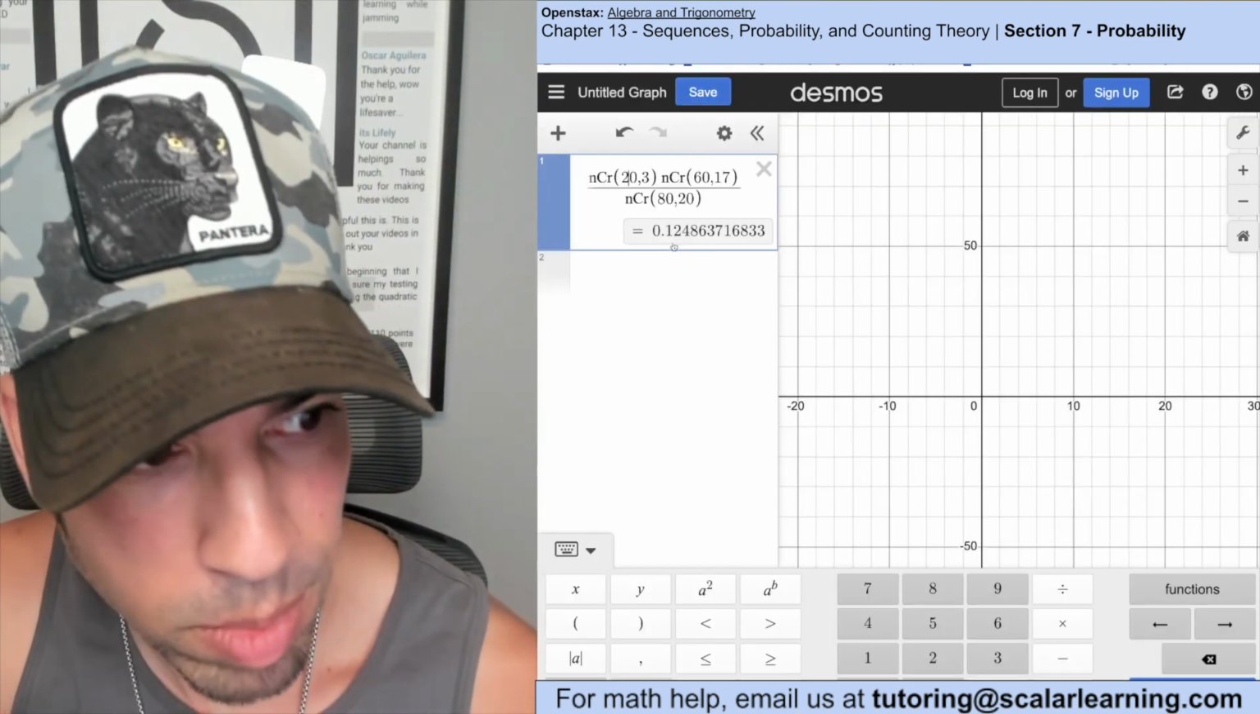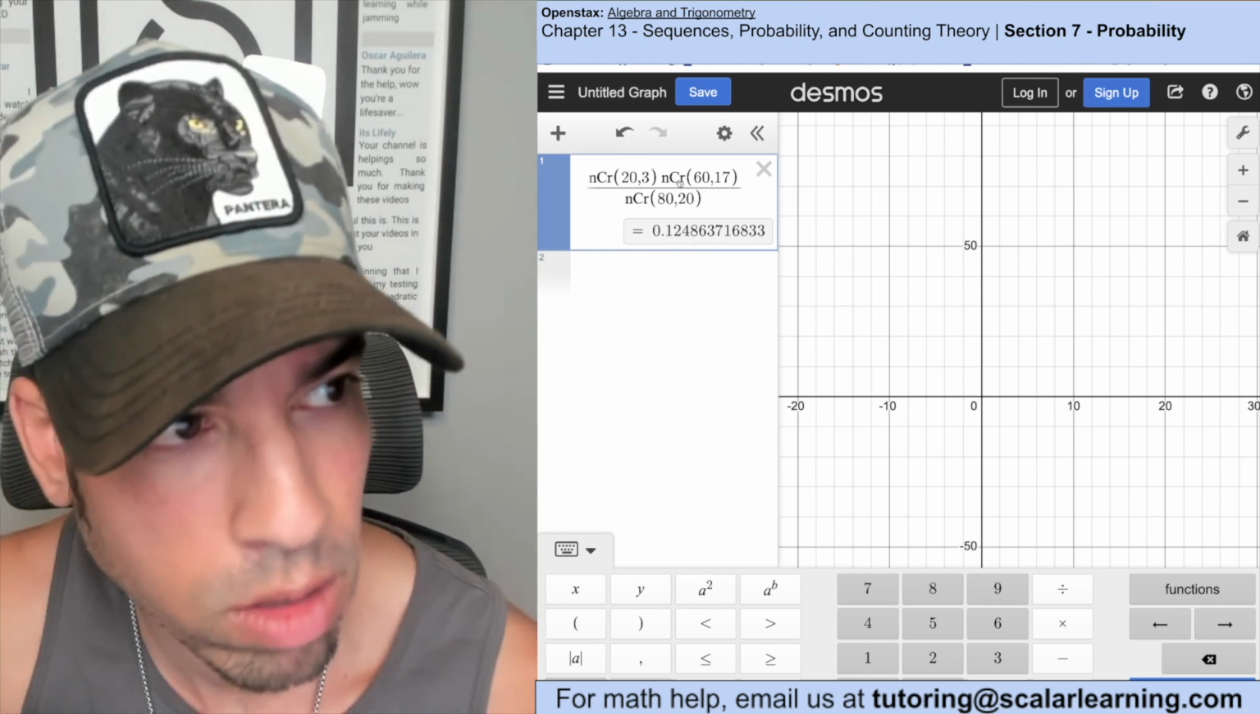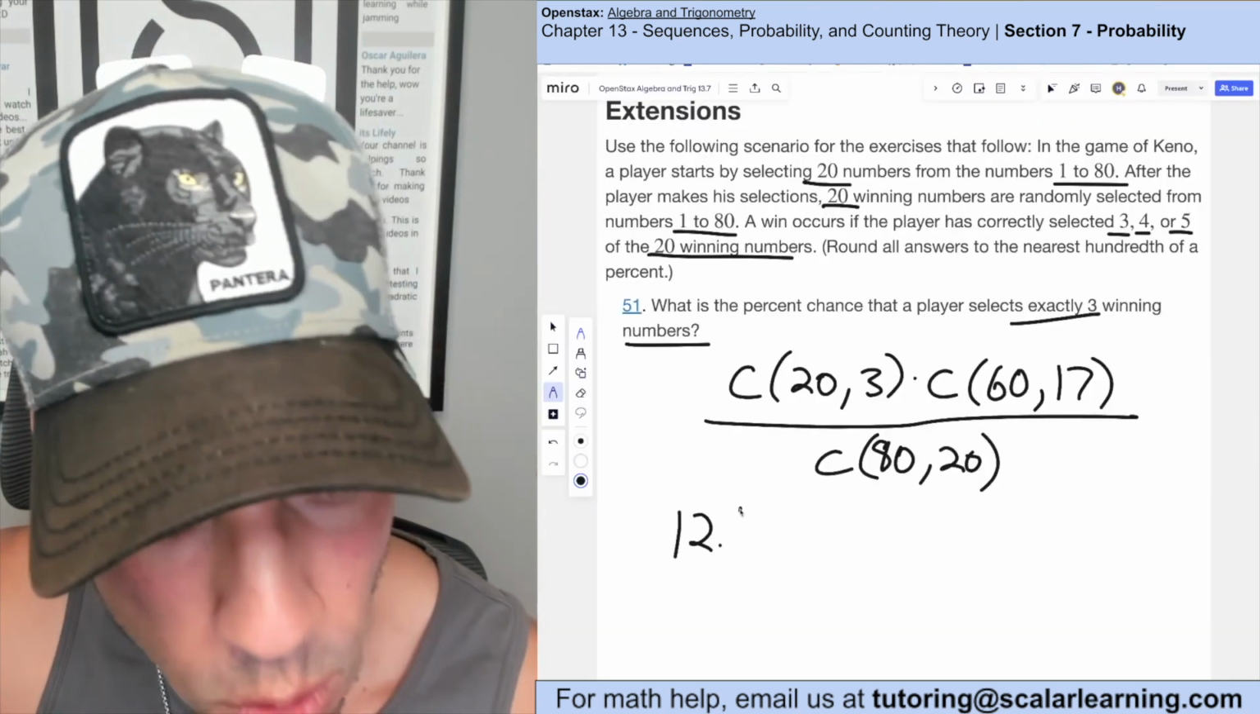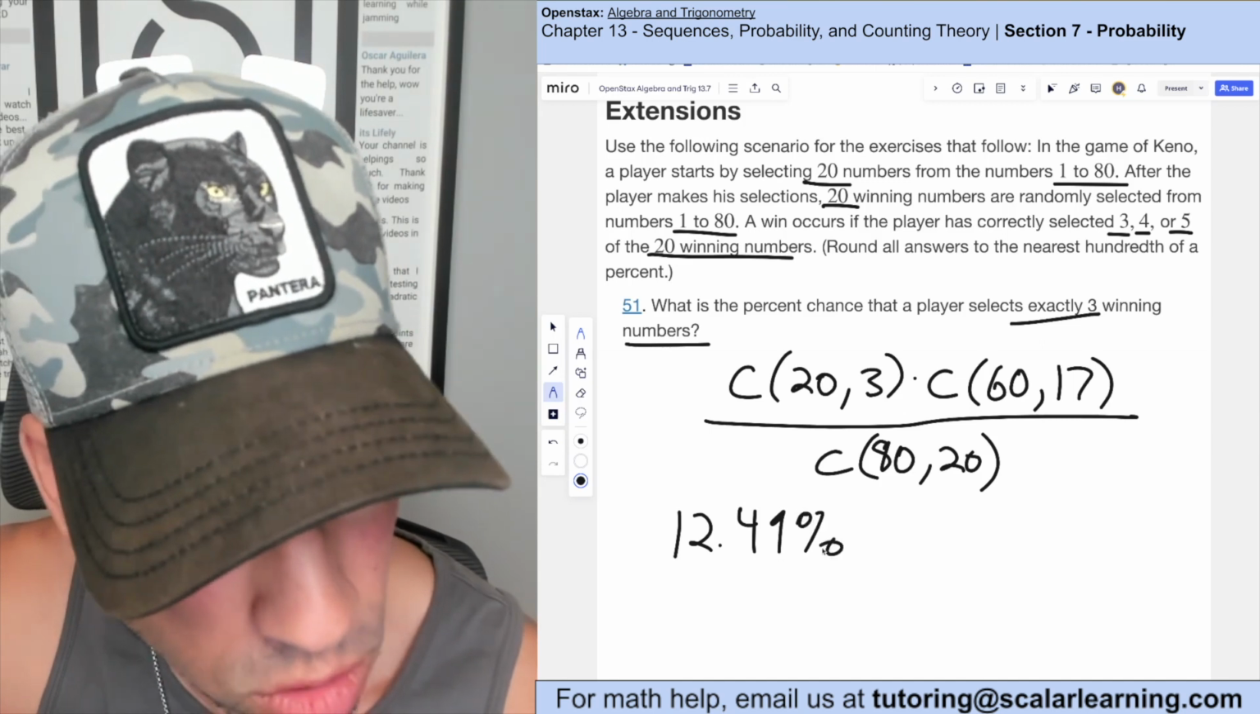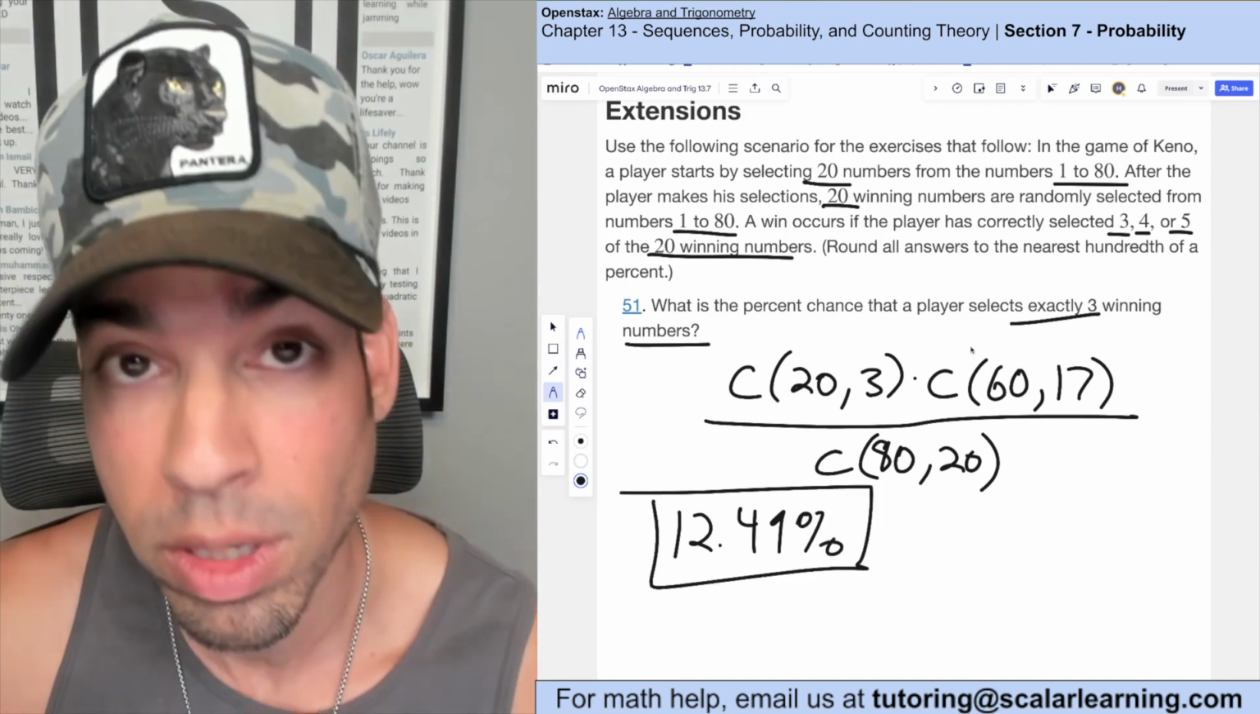So here we get approximately 0.1249 if we round it there, and converting that to a percentage, that will be 12.49%. So that's the percent chance. That's how you do it. Done.